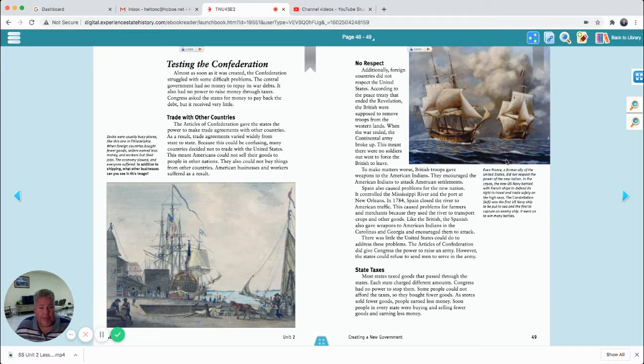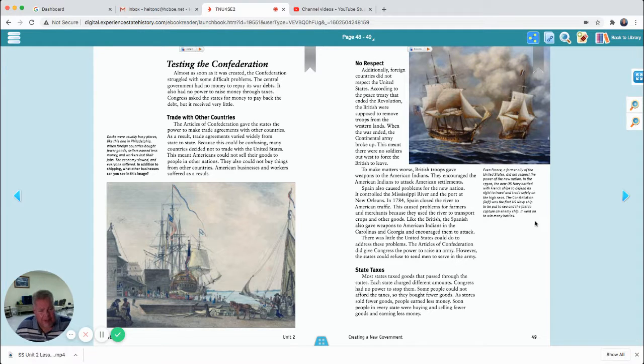Let's read the caption for this picture. Even France, a former ally of the United States, did not respect the power of the new nation. In the 1790s, the new U.S. Navy battled with French ships to defend its right to travel and trade safely on the high seas. The Constellation was the first U.S. Navy ship to be put to sea and the first to capture an enemy ship. It went on to win many battles.